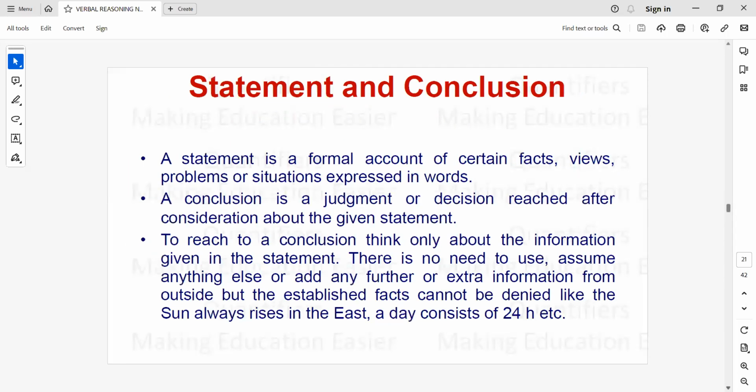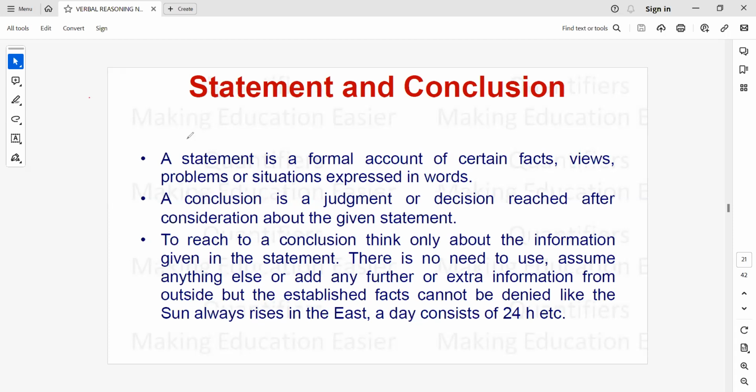Let's see the next question. So the next topic is on statement and conclusion. So far what we have done is statement and assumption, statement and strong and weak argument, and third in the row is statement and conclusion. Now the conclusion is easy and not very tricky. Like the assumptions, you might find some trouble, but conclusion is comparatively easier, right?